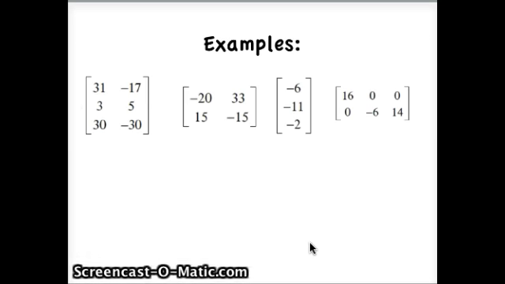So here's a couple of examples. Take a moment to pause the video here and write down the following matrices in your notes. Next to each matrix, identify the dimension of the matrix. Remember, you're defining the number of rows by the number of columns. Go ahead and pause now.